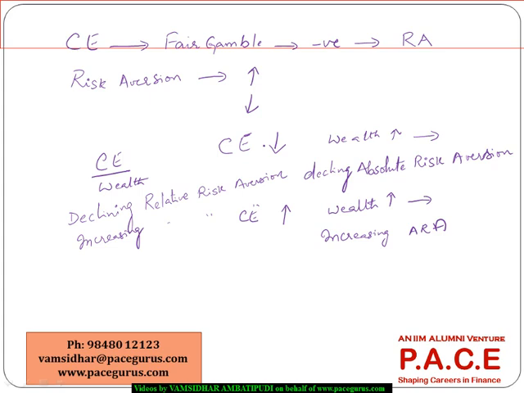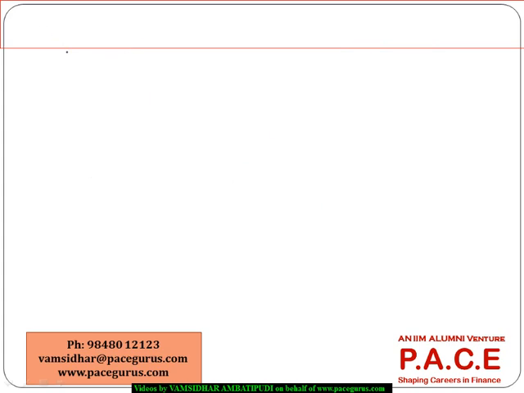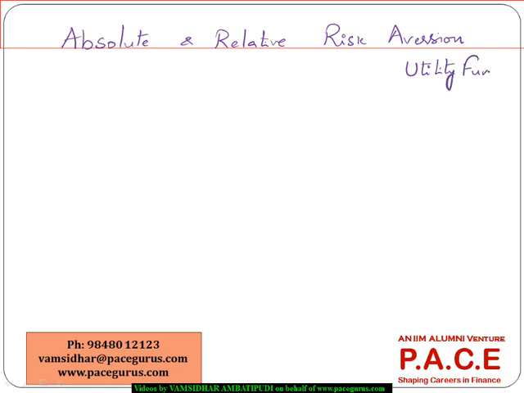Now how do I measure absolute and relative risk aversion levels? How do I measure them in terms of using the utility function? That's one more important aspect that we are supposed to look at.